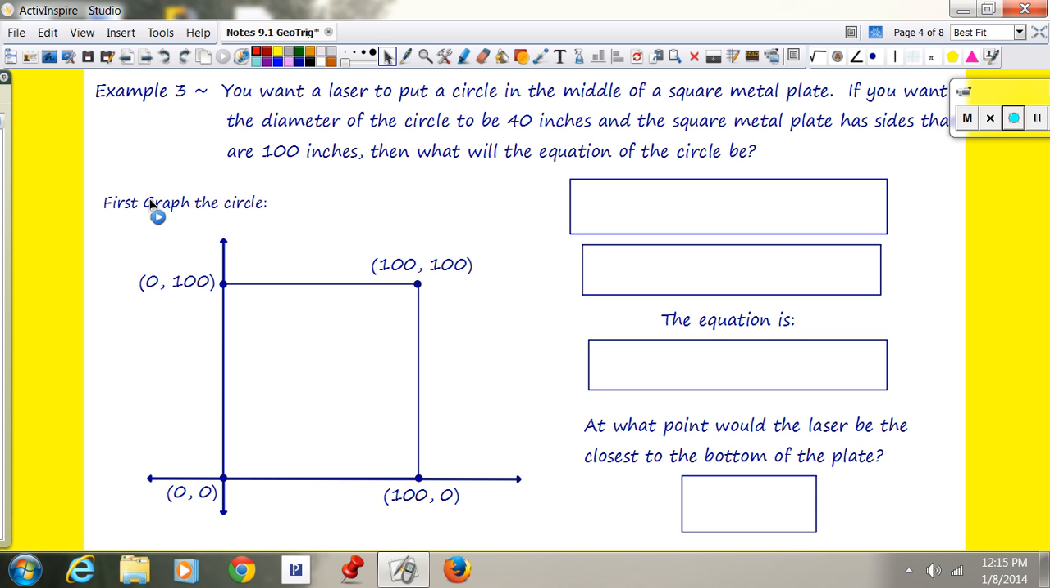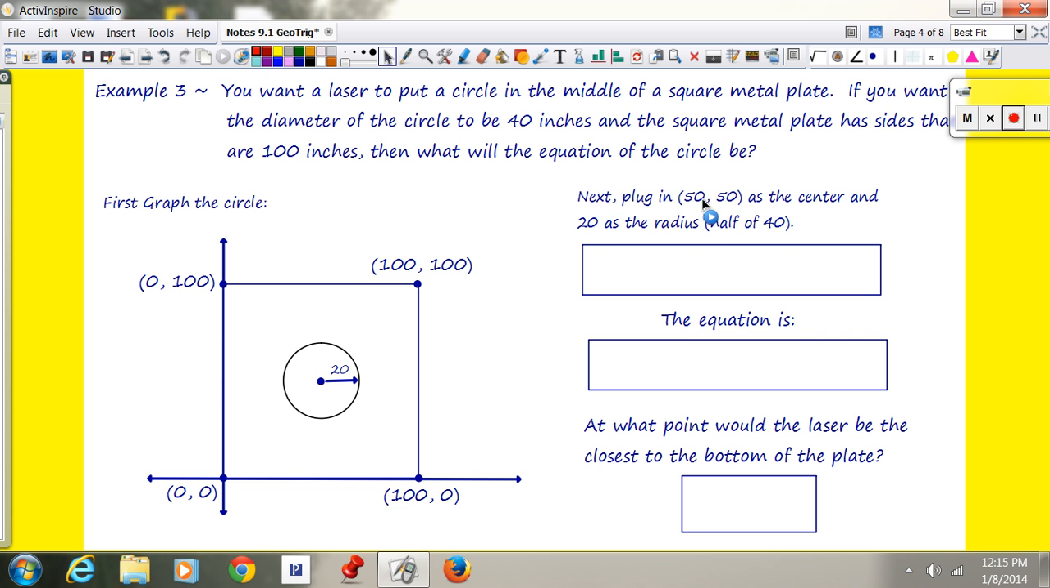Well, first let's graph the circle. We know that it's going to be in the exact center of this plate, and we know it has to have a radius of 20 because the diameter is 40. That tells me that my center point is halfway over and halfway up. So 50 and 50 would be my center point. 50, 50 as the center, and 20 as the radius, which is half of 40.